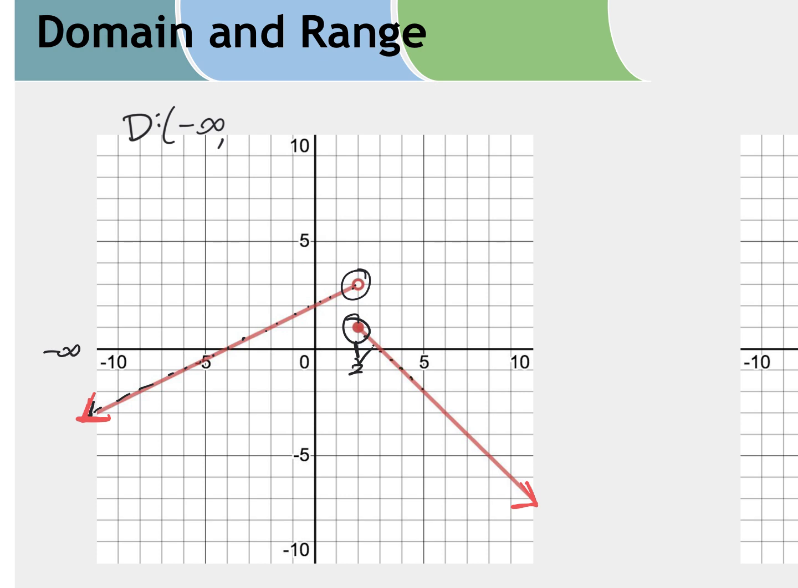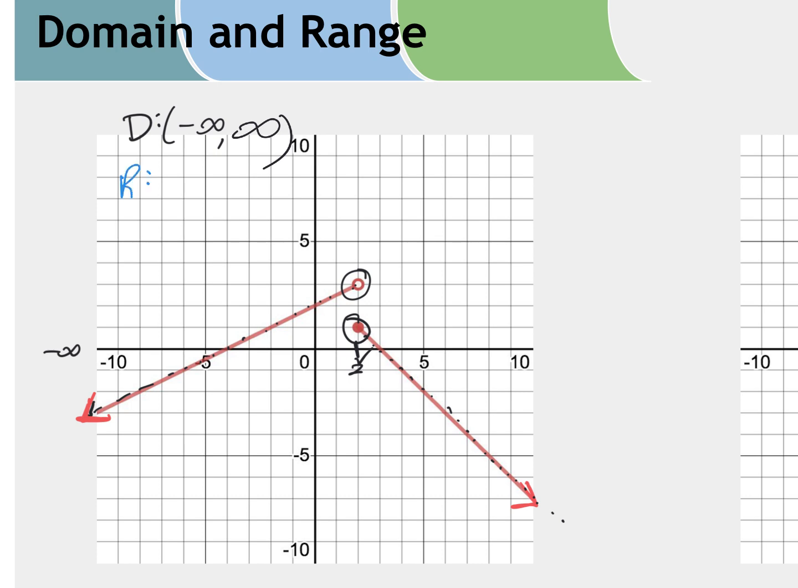And then I can keep reading the graph. And again, there's no other holes in the graph. There's no other breaks. So the graph goes from negative infinity. And even though there's this little blip here at 2, since I have both the open and closed circle, it's okay. So my domain would be negative to positive infinity.